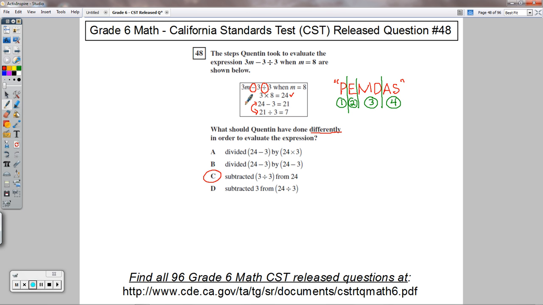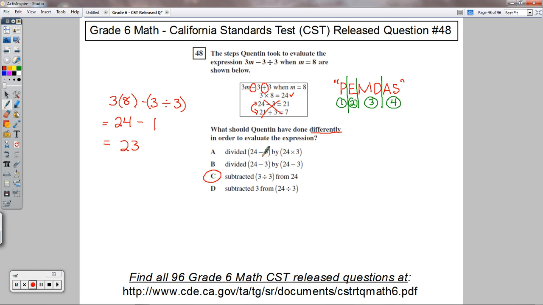So if that were true, this would be wrong. I'll show you the correct way to do this problem. So 3 times 8 minus 3 divided by 3. This would be 24, but I would need to do this before I subtract. So minus 3 divided by 3 would be 1. That means my answer, Quentin's answer as well, should have been 23.